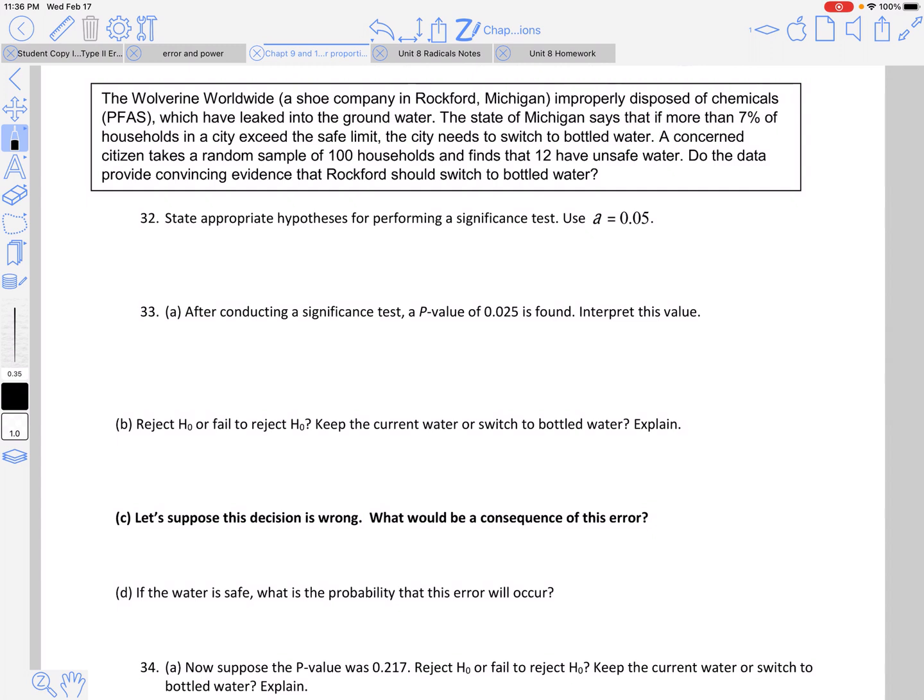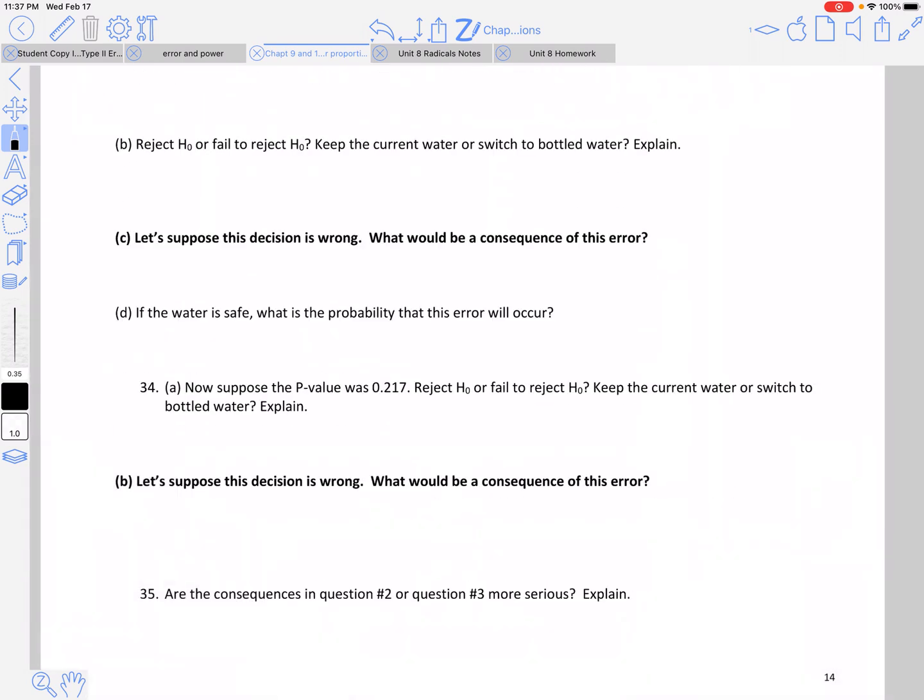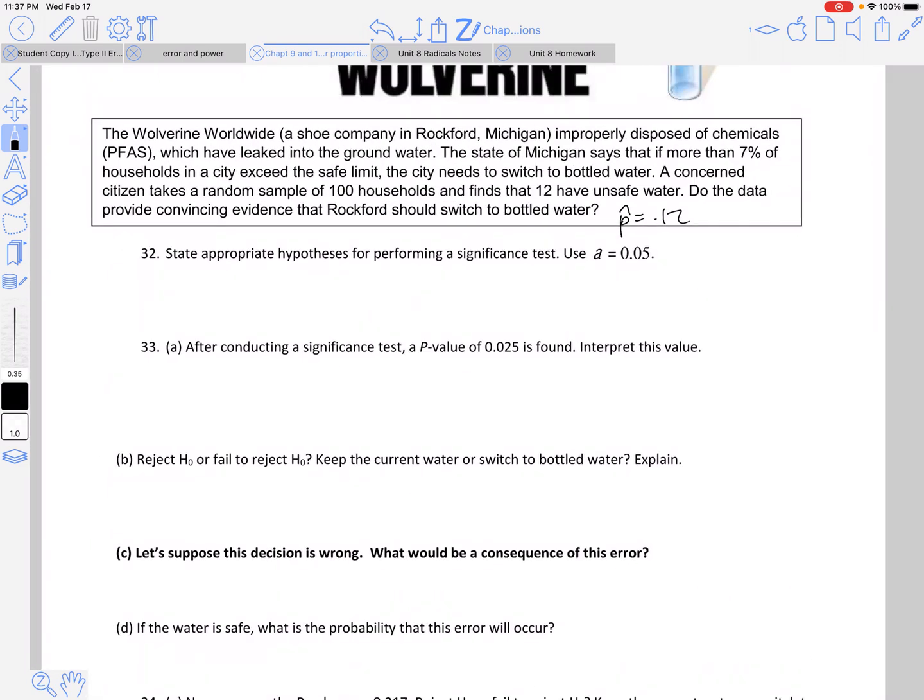So for this specific scenario, a concerned citizen takes a random sample of 100 households and finds 12 to be unsafe. So they have a statistic here, right? And it's 12% of the houses are unsafe. Do we have evidence that Rockford should switch to bottled water? So again, I suggest you pause this. Think of our null hypothesis, think of our alternative hypothesis. I suggest you go through this paper and then check that what you did was true.